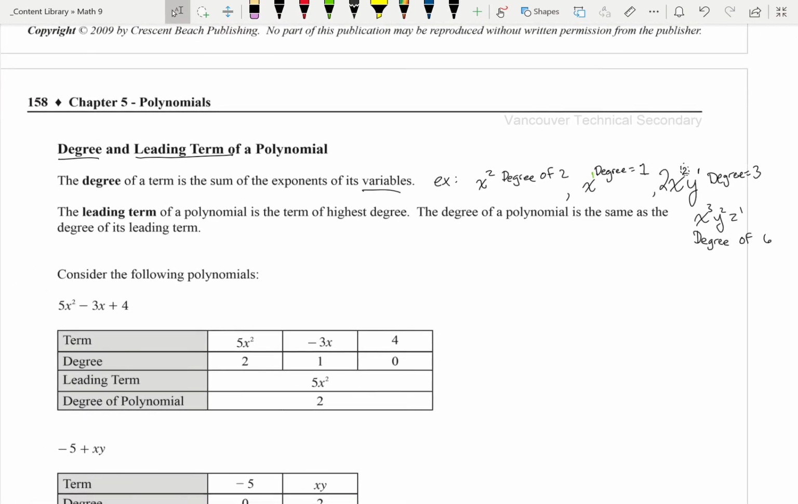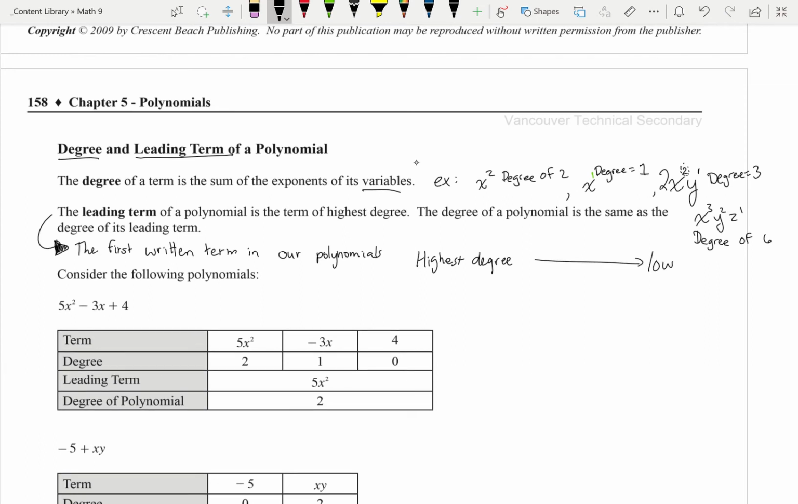So the leading term is the first written term in our polynomials. And we always want to write starting with the highest degree and going all the way to the lowest degree.